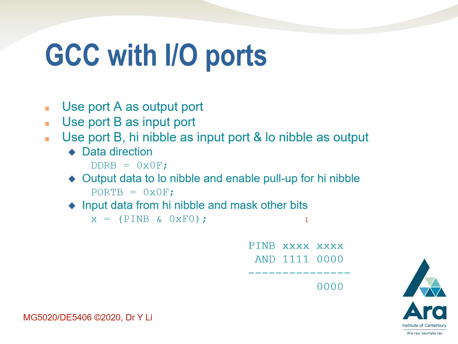Suppose it's 1, so 1 AND 1 will equal 1. And if the value is 0, then 0 AND 1 equals 0. That means it doesn't matter if it's a 1 or 0, when ANDed with 1 it will be unchanged. So those 4 bits will be unchanged. In that way, we mask the low nibble down to 0. The high nibble, which is input from the high nibble pins, will be the value input from the pins.